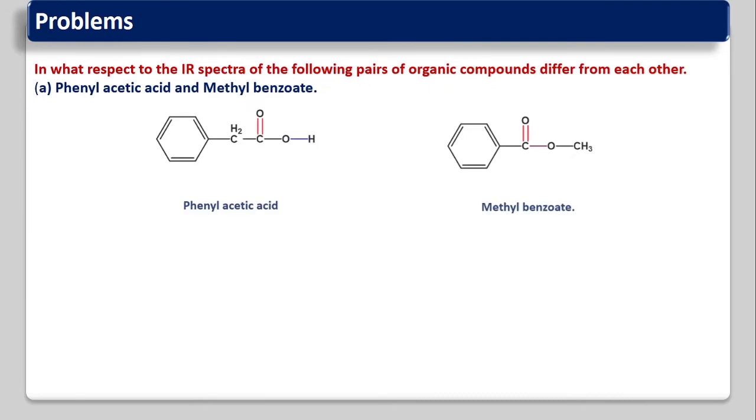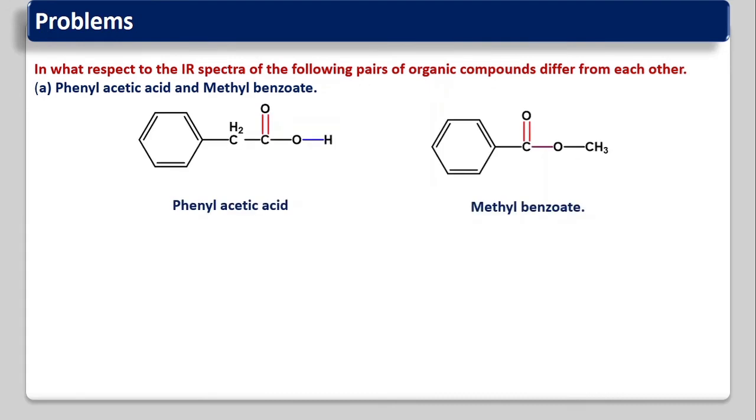Then draw the structure. This is the phenyl acetic acid and this is the methyl benzoate. So this is the carboxylic acid and this is the ester. Then what is the difference in IR spectrum? Phenyl acetic acid contains a carbonyl group. This also contains a carbonyl group, but this is an acid while this is an ester. So what is the difference?